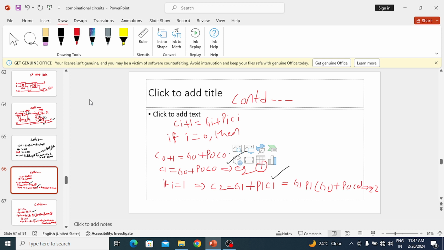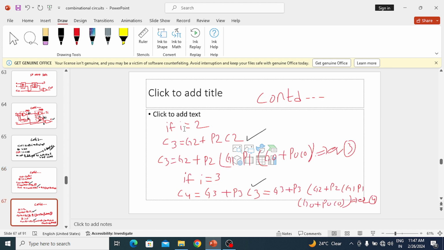Okay, now i equal to 2 means C3 equal to G2 plus P2 C2. Again in this C2 we can substitute the previous C2 equation, then it will become like this. When I substitute i equal to 3, C4 equals G3 plus P3 C3. Again in this C3 I can substitute this whole equation, it will become like this. So finally we got 4 equations.